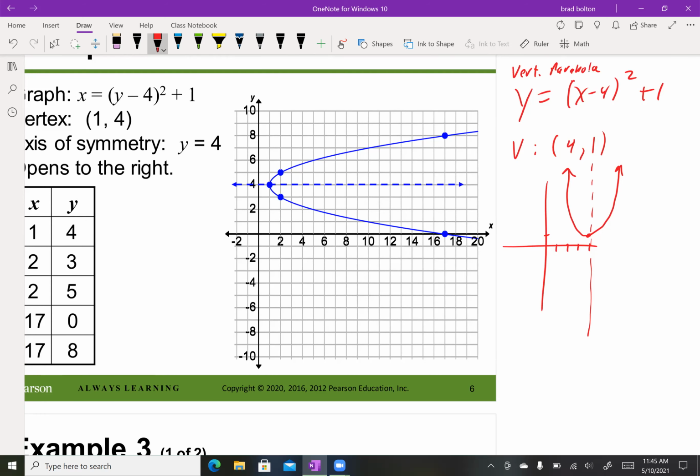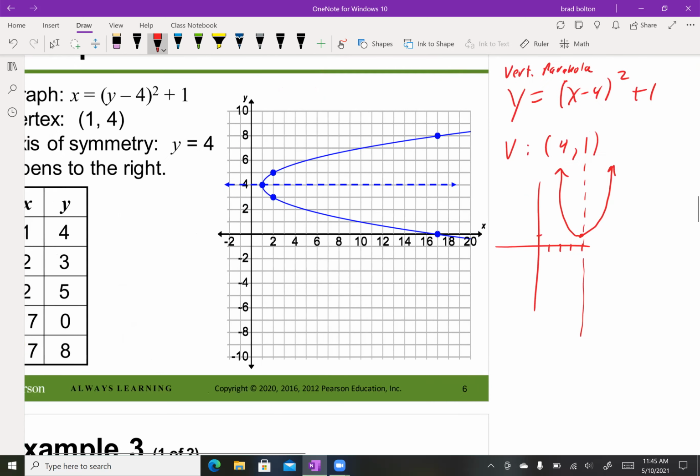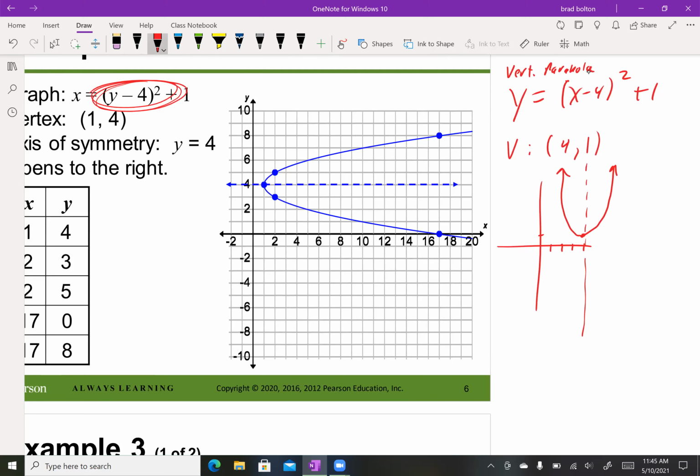Okay, now here's the thing. Because we have a horizontal parabola, and how do I know? The y is the value being squared. So because the y is the variable being squared, we know that we're working with a horizontal parabola in this case. Okay, so I've got to clarify. If the x and the y are both being squared, then you could have a circle, a hyperbola, or an ellipse. So when only one of the variables is being squared, you're probably working with a horizontal parabola or a vertical parabola.